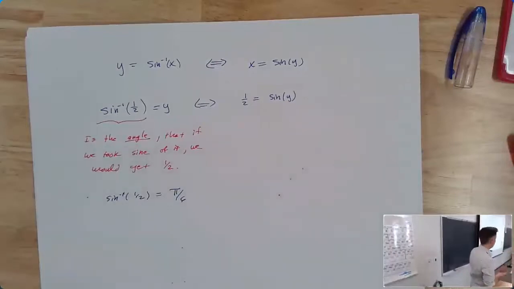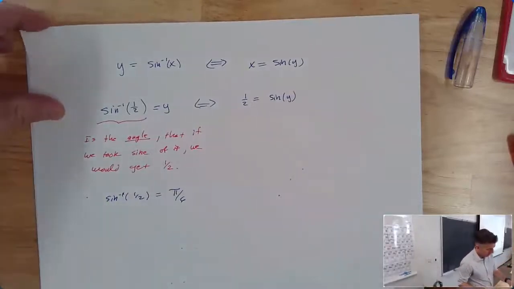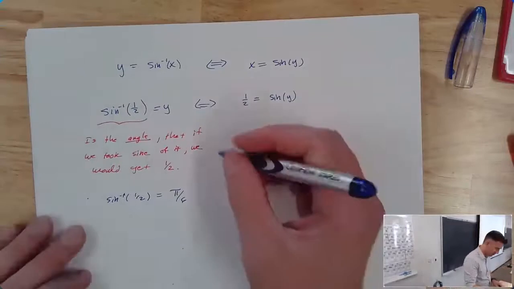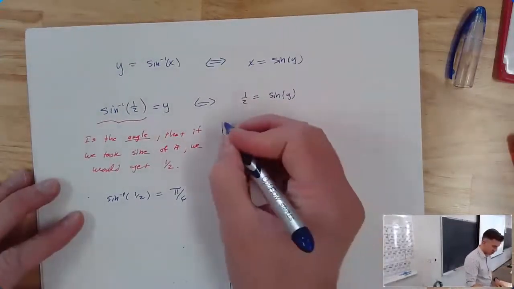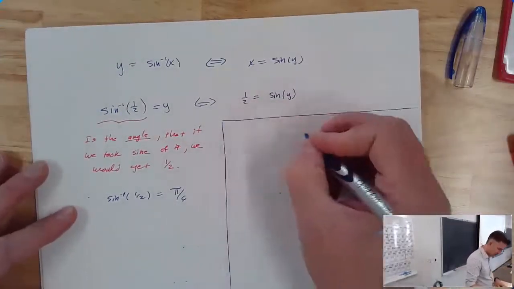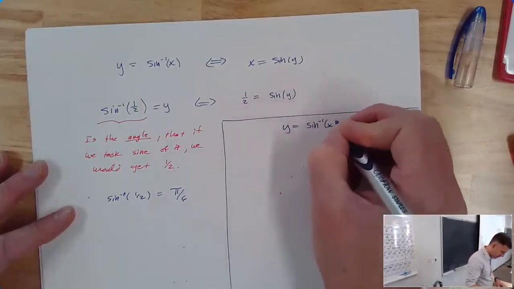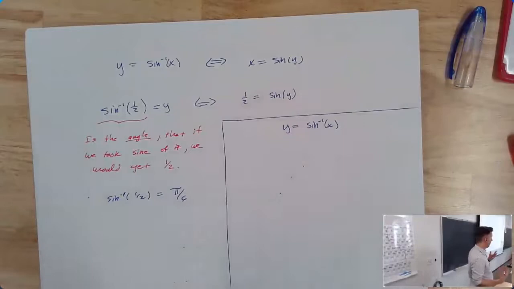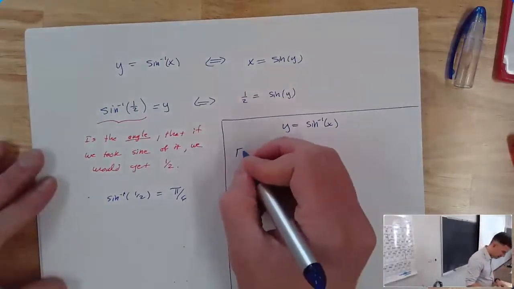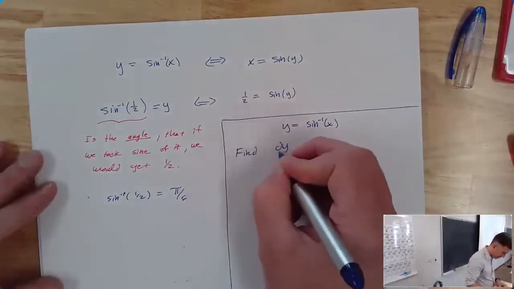So that's kind of the idea, very briefly, about what the inverse trig functions do. They take your output value and spit back at you the angle you would have had to take the trig function of to get that output value. But now, how do we find the derivative? Well, we're going to start with y equal to the inverse sine of x. And our desire here is to find the derivative, meaning we want to find dy/dx.